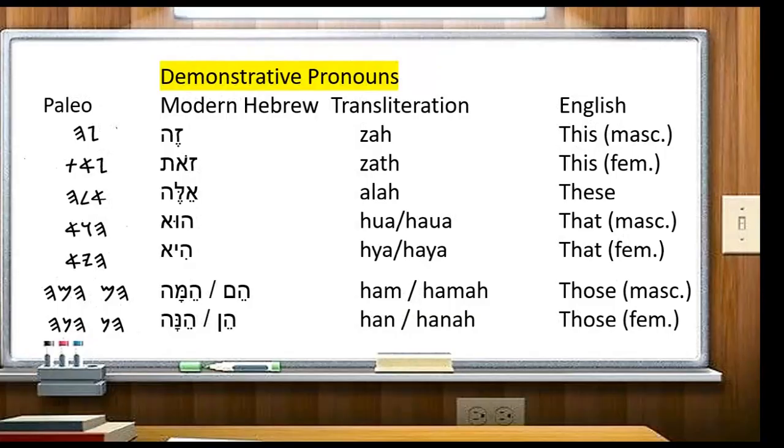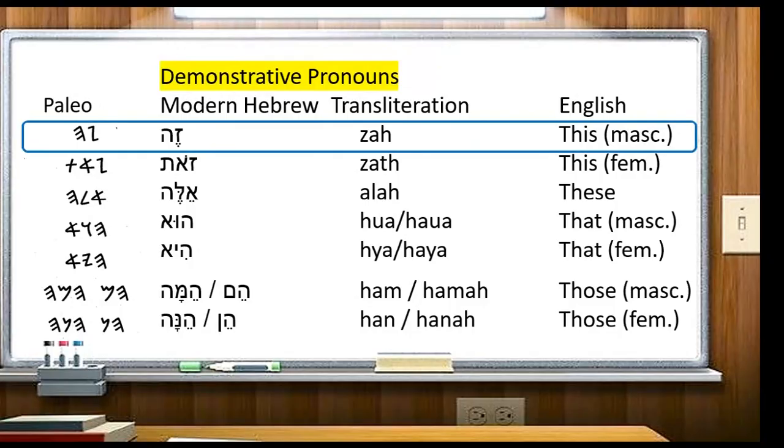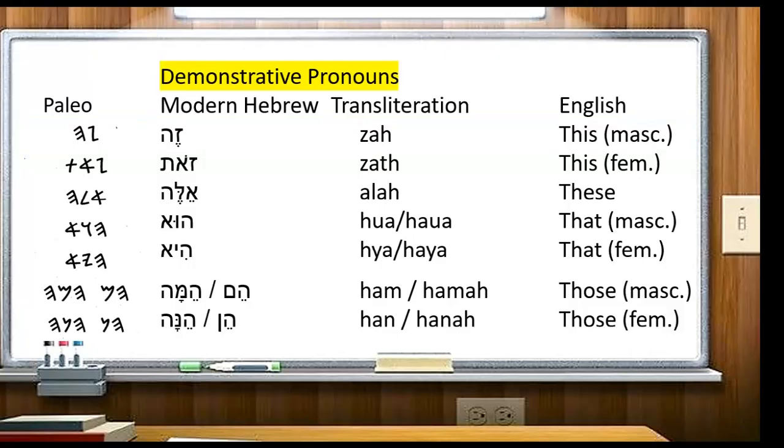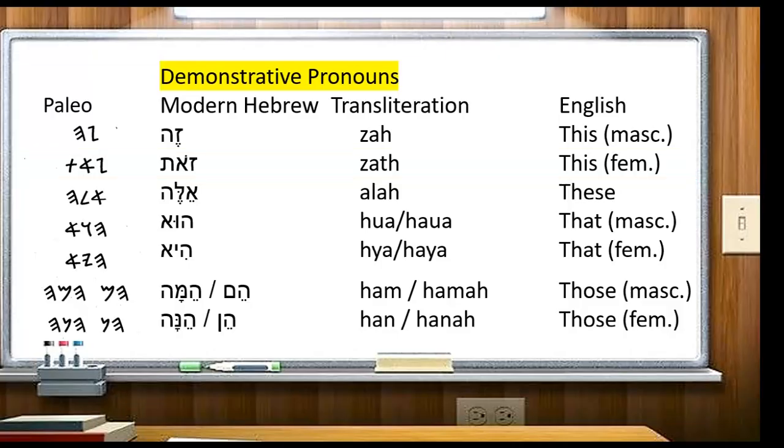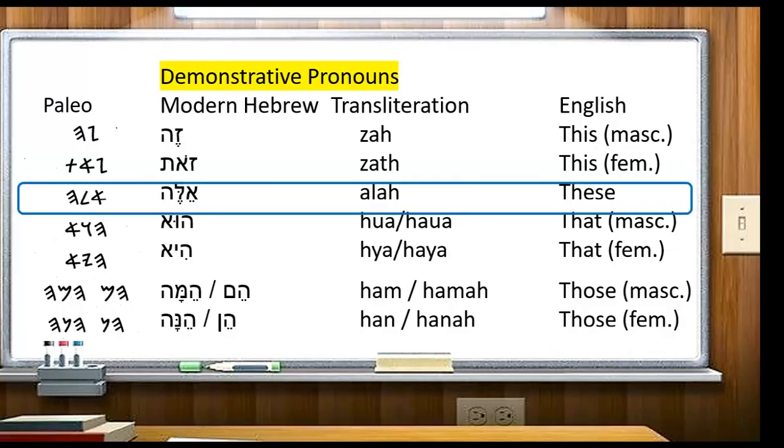The first one is the English word this. The masculine form would be za, za. And when we're referring to this in the feminine form, zath, zath. We move along. These, that is Allah.